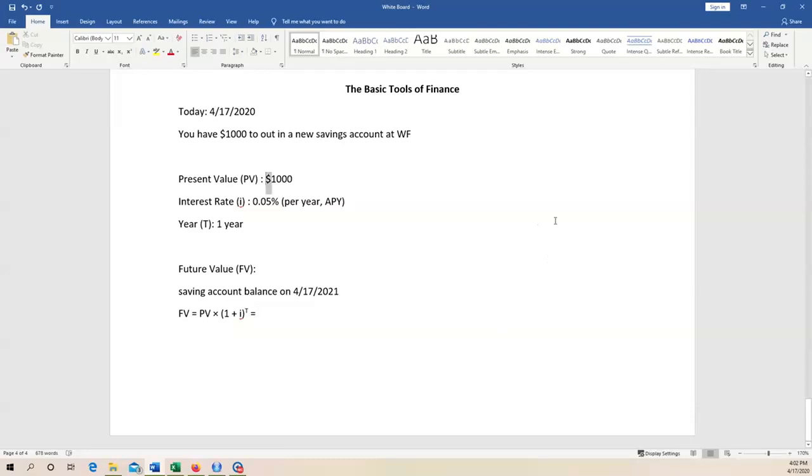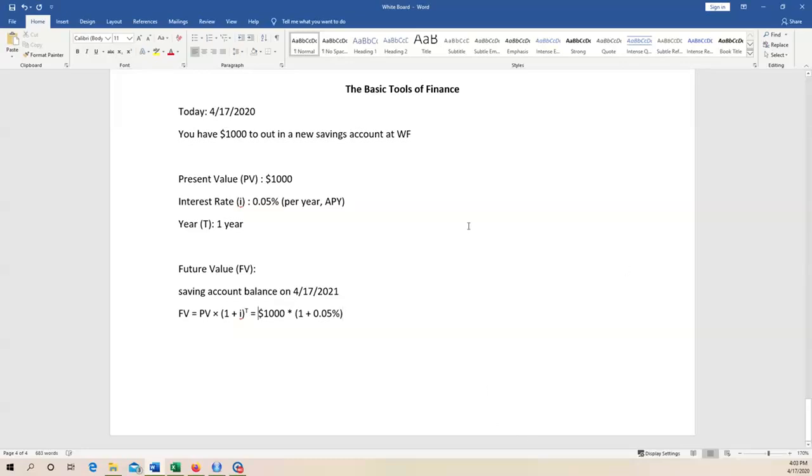What's the present value? Here, 1,000 US dollars. And multiplies, we have 1 plus the interest rate, 0.05%. Raised to the power for how long? You only put it here for 1 year, right? Any number raised to the power 1 is equal to itself, so it doesn't matter. So this is what we have here.